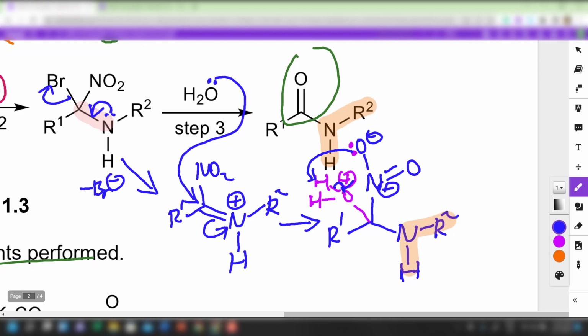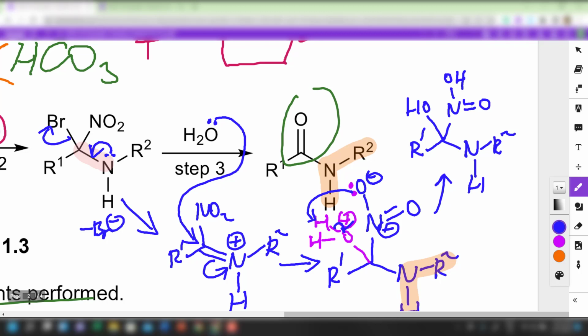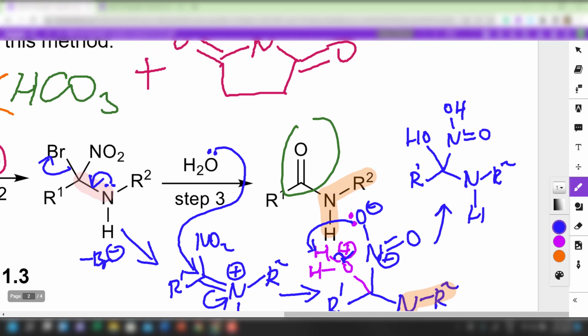Okay, then what's going to happen is that I'm just going to draw in the rest of the structure. So it's R1 and then N R2 and then an H. Okay, and then an N double bond O, OH, and then HO. Okay, so this is actually R1. So I'm just going to write it out properly. Yep. So the next step will probably involve the expulsion of the NO2, because remember, it's some form of addition-elimination mechanism.